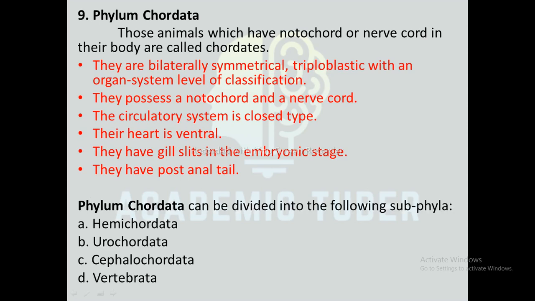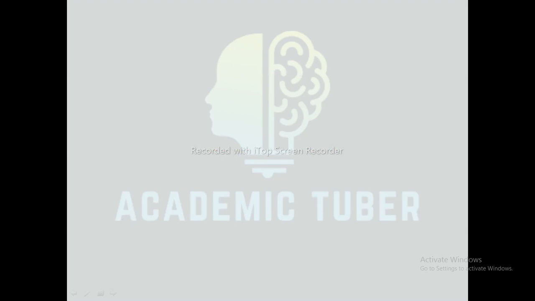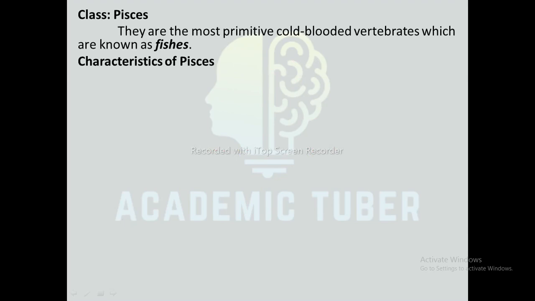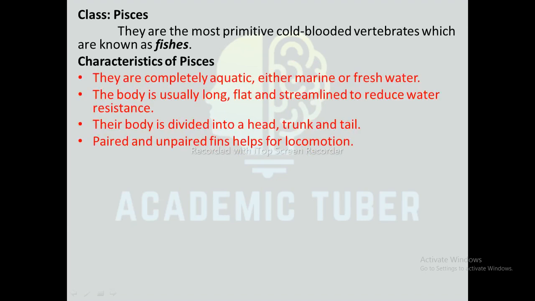They are Hemichordata, Urochordata, Cephalochordata, and Vertebrata. So here we are going to discuss only the Vertebrata, and the subphylum Vertebrata is divided into 5 classes. The first one is class Pisces. They are the most primitive cold-blooded vertebrates, known as fishes, and they are completely aquatic, either marine or freshwater, and the body is usually long, flat and streamlined to reduce water resistance.